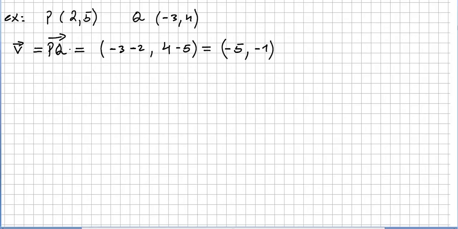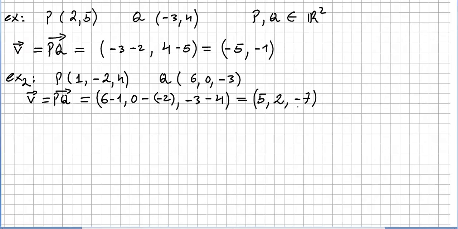So this is vector V, where vector V is nothing else but the distance between the point P and a point Q. These 2 points that we used in this example, we can call it example 1, P and Q, are obviously points in R2.